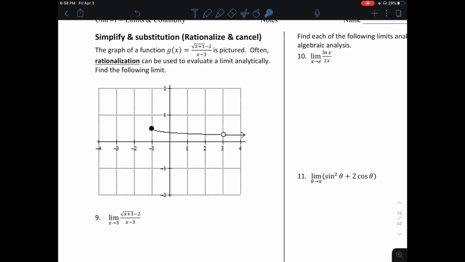Well, welcome back, it's tomorrow. Simplify and substitute, rationalize and cancel. Last time we simplified and substituted, we factored and canceled. So the graph of the function g of x, which is this hot mess, is pictured. Often, not always, rationalization can be used to evaluate the limit analytically.